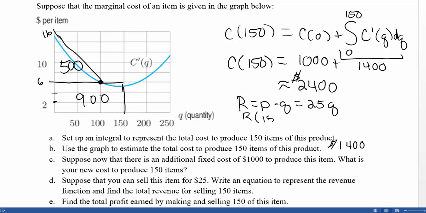So if I'm interested in my revenue when I sell 150 items, I'm going to do 25 times 150, and that's going to give me $3,750 in revenue.